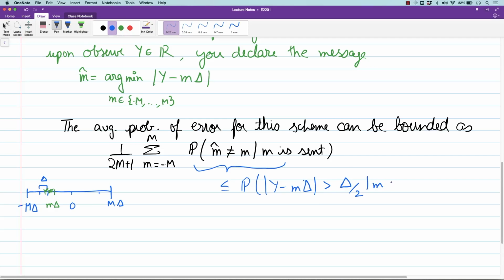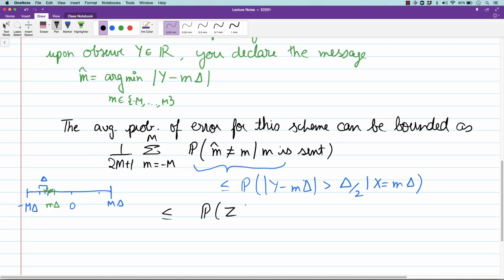Okay, given m is sent. So this given m is sent is basically saying that given x equals m delta, what is this probability? Now this probability doesn't really depend on m delta or x, because this probability is just that you send some x and a Gaussian noise gets added to it, and the Gaussian noise moves by more than delta by 2. So each term is equal, and we don't have to worry about it.